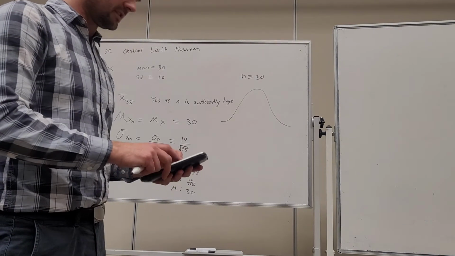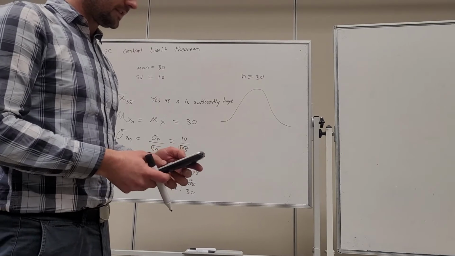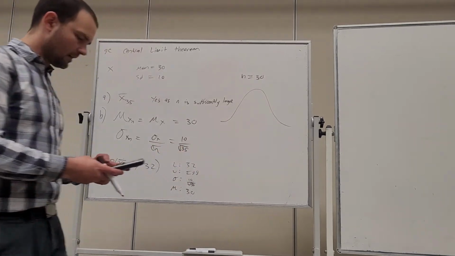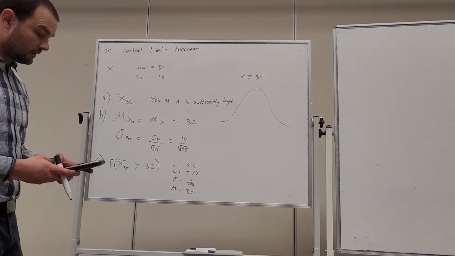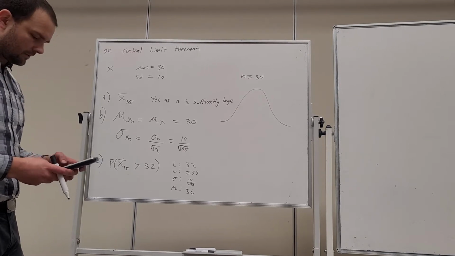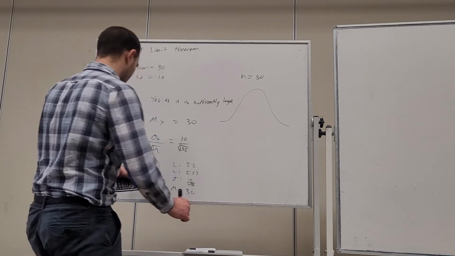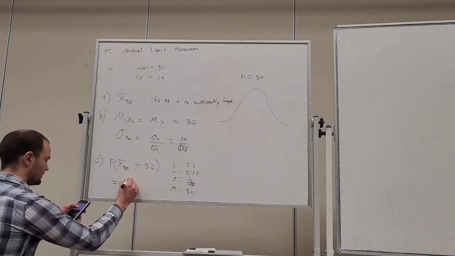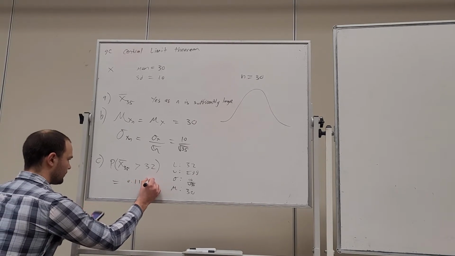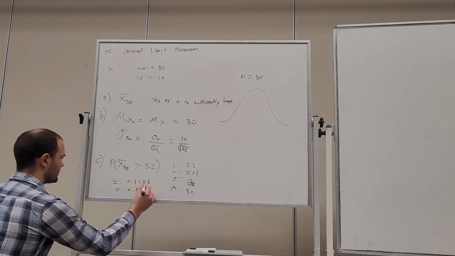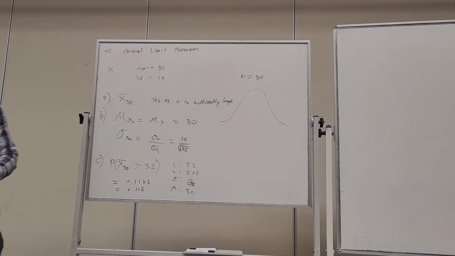Okay, so I'm just going to go into stats today. Normal, NCD, lower boundary 32, upper boundary infinity, standard deviation 10 divided by the square root of 35, and the mean is 30. So I've got the probability of x being greater than 32 is 0.1183 or 0.118, so 3 significant figures.